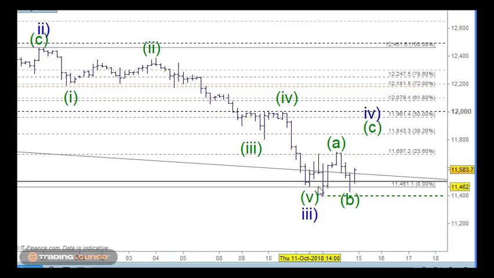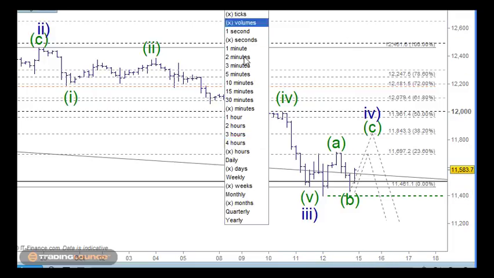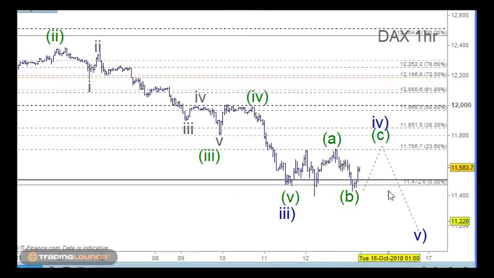But it's possible for this to rally to this 38.2% retracement level here. So it's possible for it to move to here and then move down. It's also possible for it to move up here further and then move down through to here.